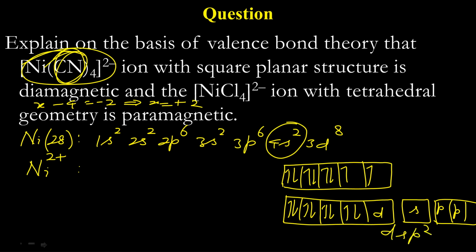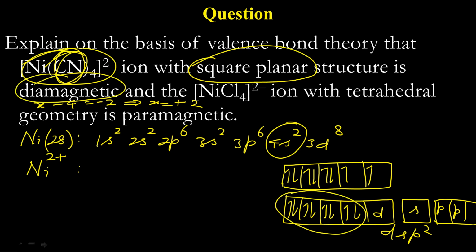So 1d, sp2 and dsp2 is square planar. sp3 is tetrahedral, dsp2 is square planar. We talked about it in the very beginning. So here you will say because it has dsp2 hybridization, it will be square planar. And then for diamagnetic, there are no unpaired electrons. So no unpaired electrons. It means it is diamagnetic.